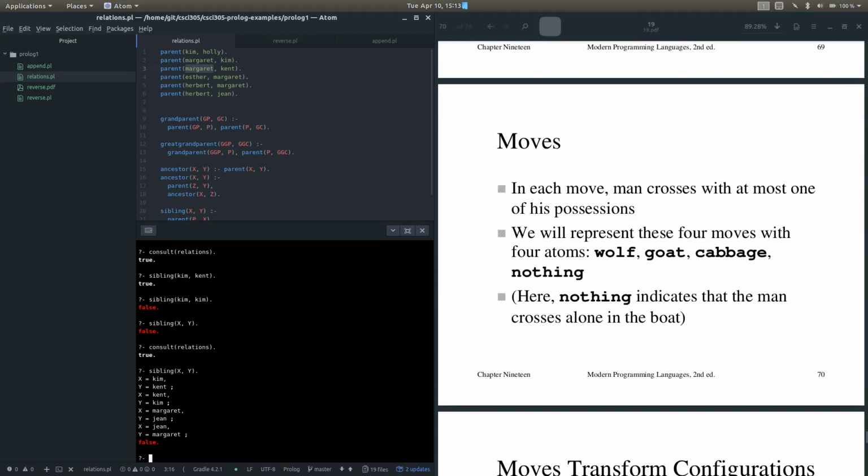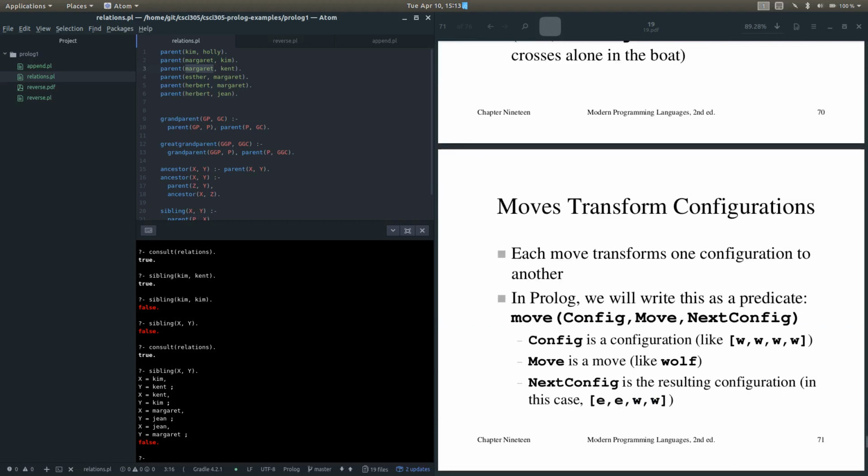So then we can define that there are moves, right? In each move, the man crosses with at most one of his possessions, and we can represent these four moves with the four atoms: wolf, goat, cabbage, or nothing. And here nothing indicates that the man crosses alone in the boat. So moves transform configurations. Each move transforms one configuration into another. So in Prolog, we can write this as a predicate: move(Config, Move, NextConfig), right? So a config is a configuration like the list WWWW. A move is a move like wolf, and next config is the resulting configuration, in this case, EEWW.